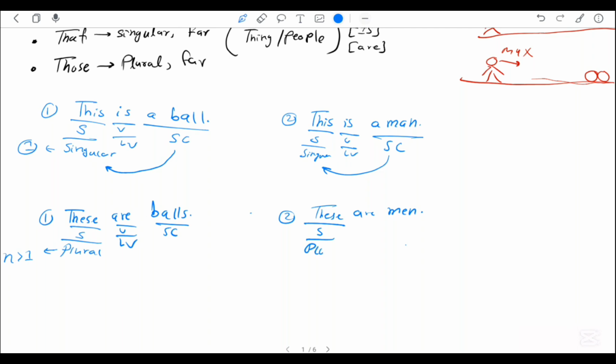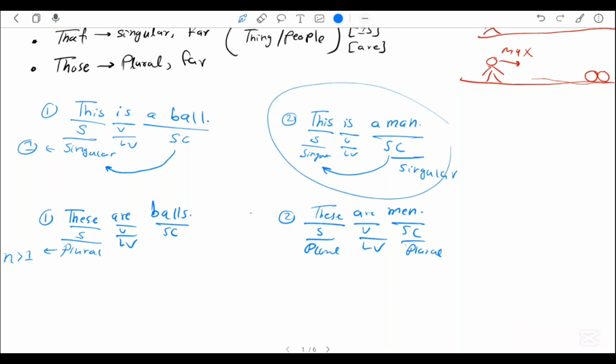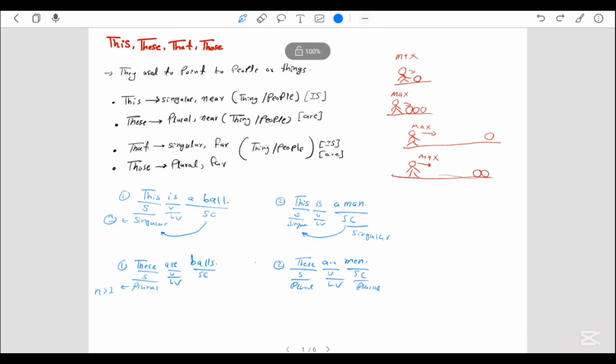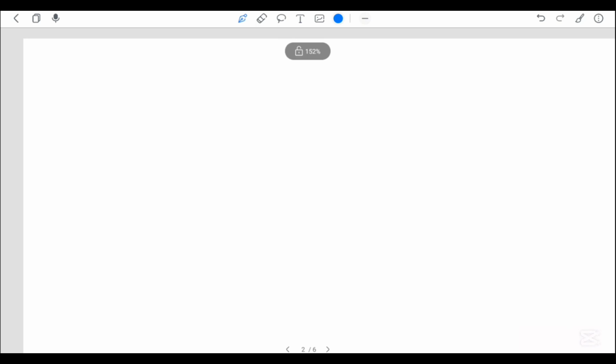So this is the subject, this is plural, this is the verb, this is the linking verb, this is the subject complement, this is also plural, this is singular. Okay, make sure to understand. In this first sentence, we talked about one man, like this is a man. In this second sentence here, we said these are men, like we talk about more than one person. Okay, so now let's go and talk about that.